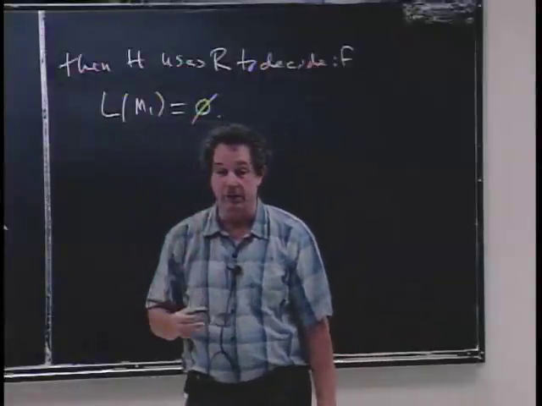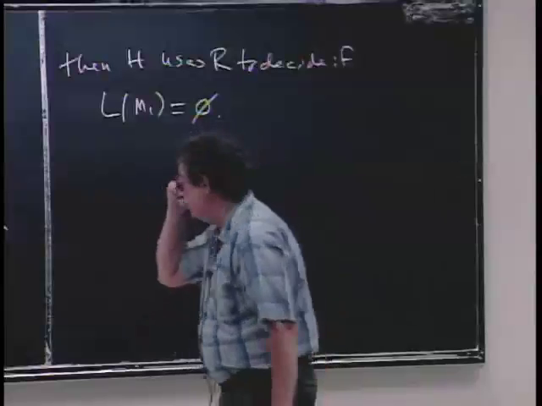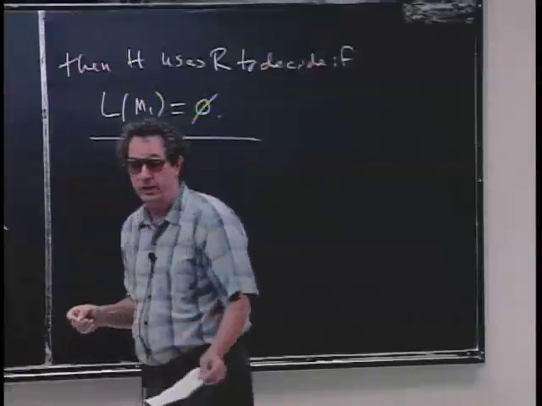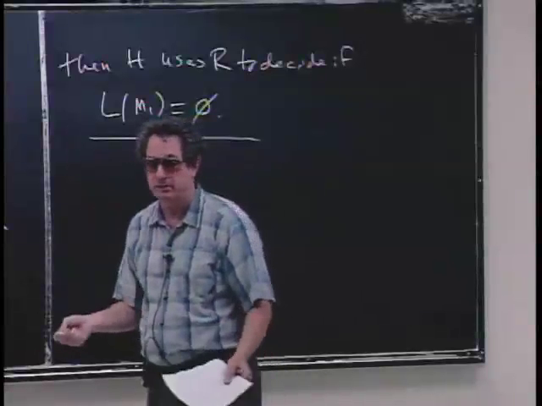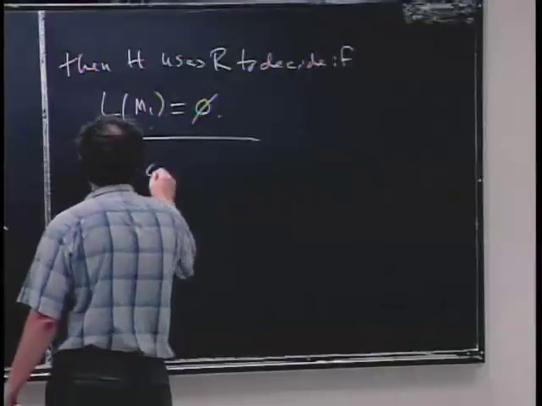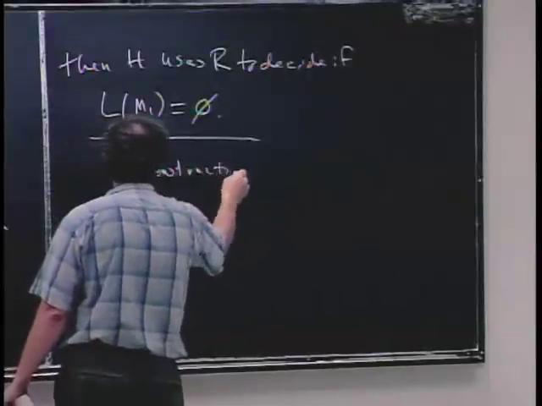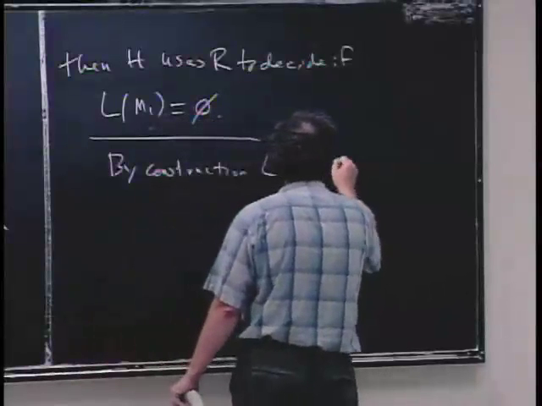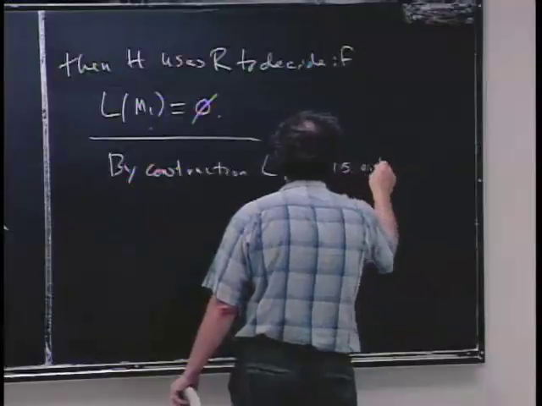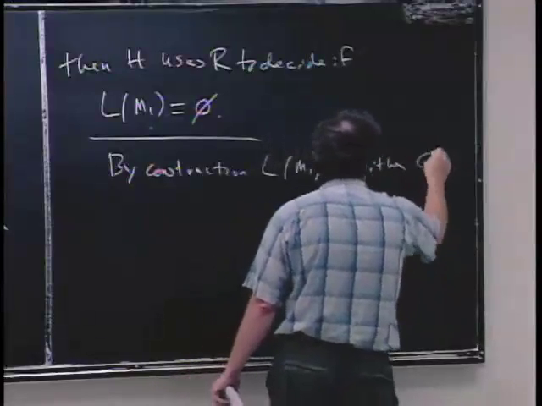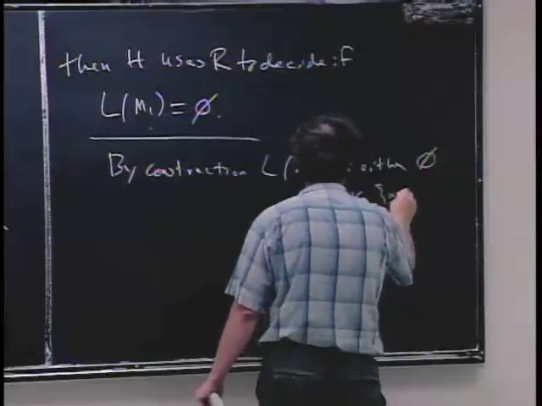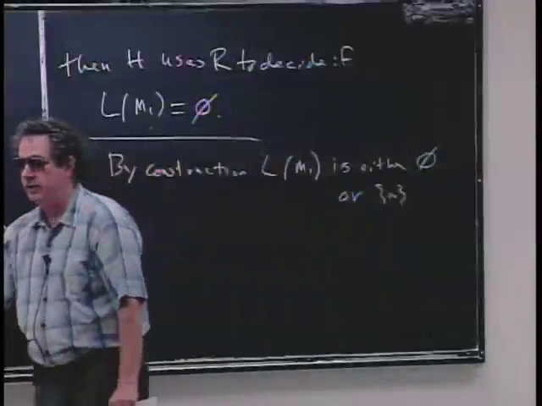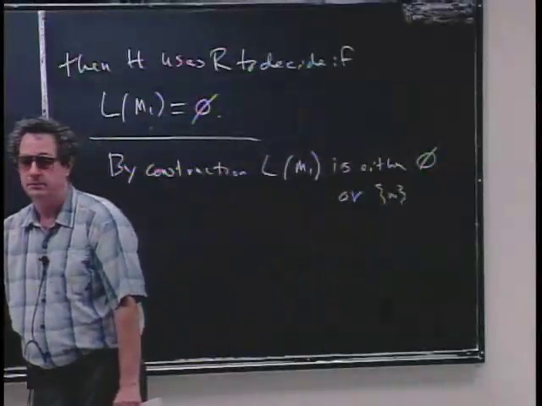Just W, yeah. The only possibility for L(M1) is W. Now, it doesn't necessarily have W in it, but it certainly can't have anything else. Okay? By construction, the language of M1 is either empty or it's just W. Because M1 is built to reject everything other than W. Right?